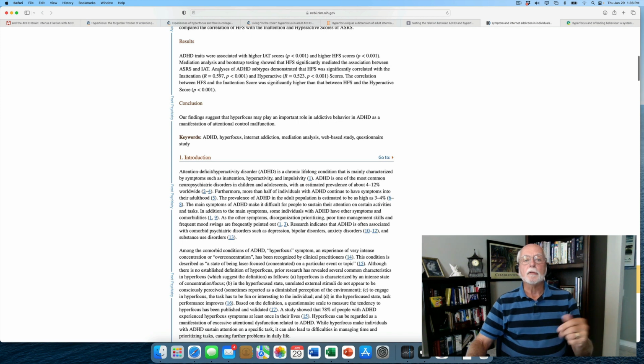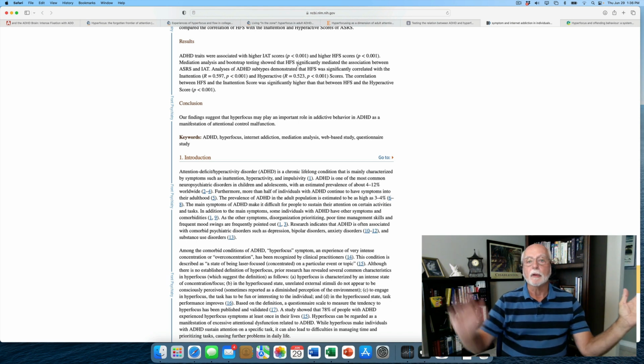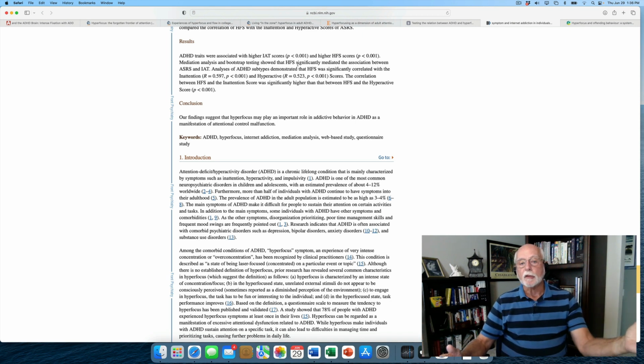Now, here's the finding I thought was fascinating. They did what's called mediation analysis, and they showed that hyperfocusing significantly mediated the link between ADHD symptoms and internet addiction. What do they mean by that? It means that the more you had ADHD symptoms, the more you hyperfocused, but the more you reported hyperfocusing, the more you were at risk for internet addiction.